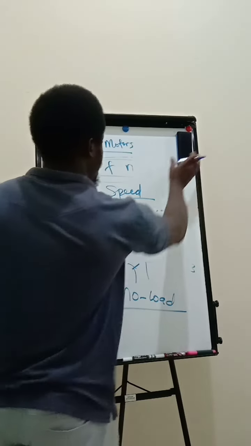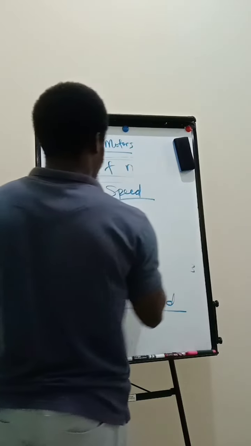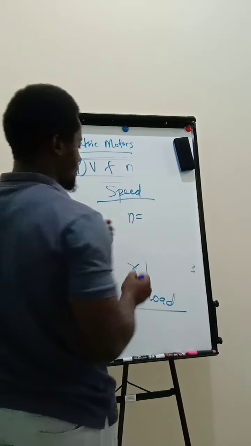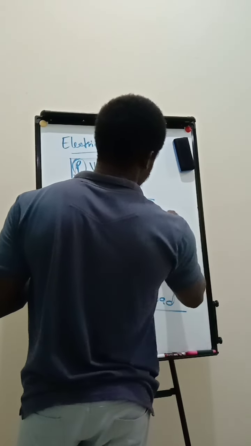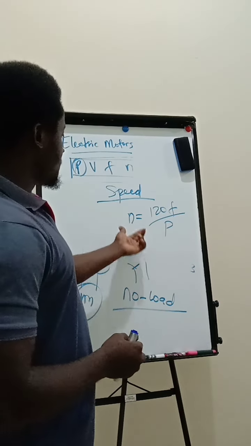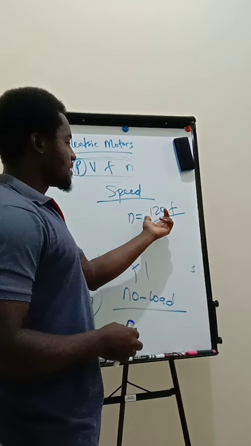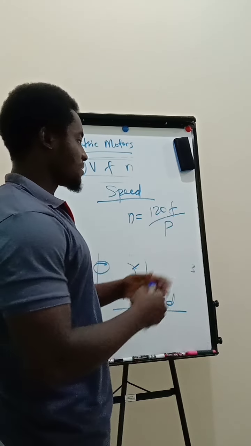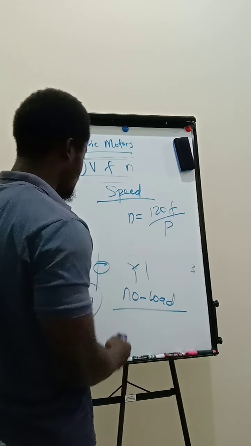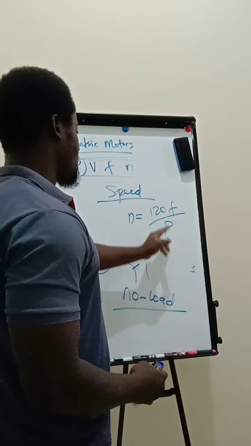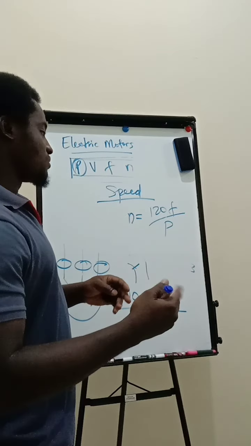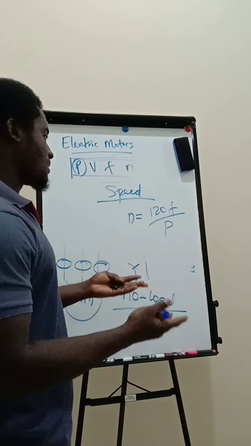So we have our formula, which is the frequency, the speed. The speed, which is equal to 120 times frequency divided by the pair of poles. So this is the speed, which is N, and 120 tells us that we have a phase shift between each phase of 120 degrees. The frequency, which is F, divided by P, which is the pair of poles. The pair of poles will tell you the number of poles that we have in the electric motor.